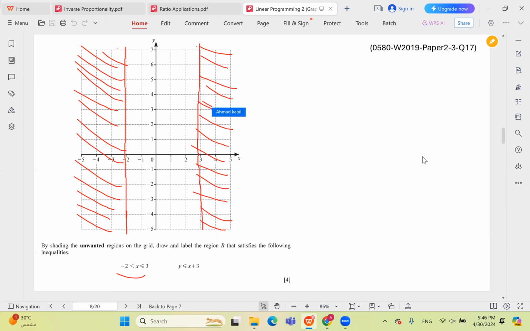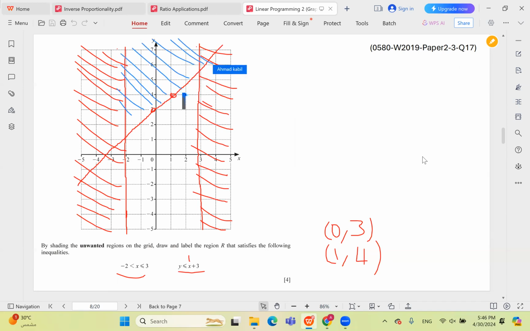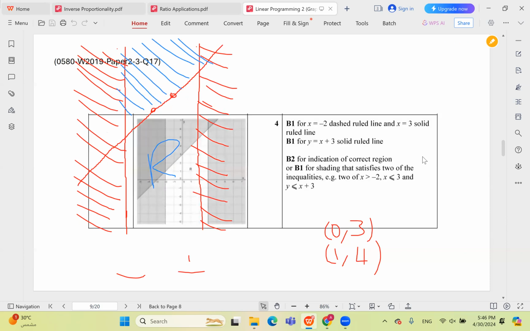Now we want also to be less than or equal to x plus 3. So to draw this line, first get the intercept. The intercept is (0, 3). And then put x as 1, for example, you will get (1, 4). If we put x as 1 here, y is equal to 4. So therefore, we join the line (0, 3) and (1, 4). This is our line here. And we want to be less than this line, so anything below it would be okay, anything above it would not be okay. So our region is this region here, R. And this is the correct region.